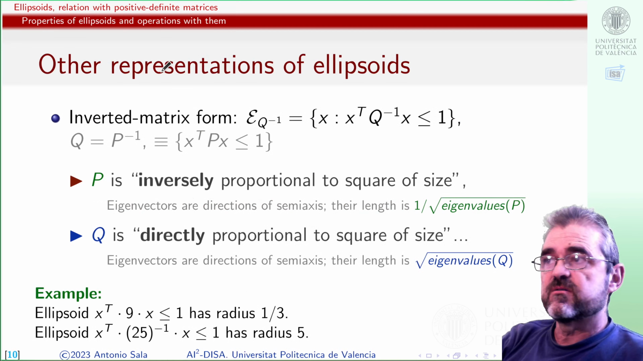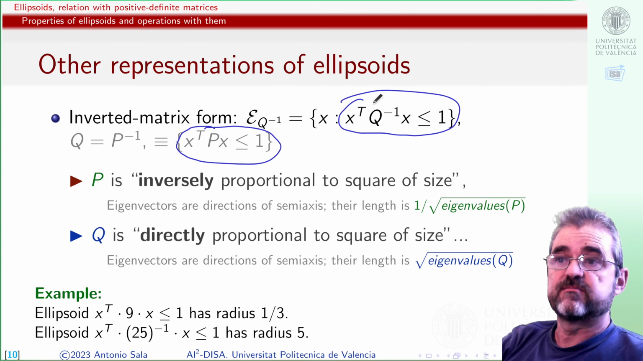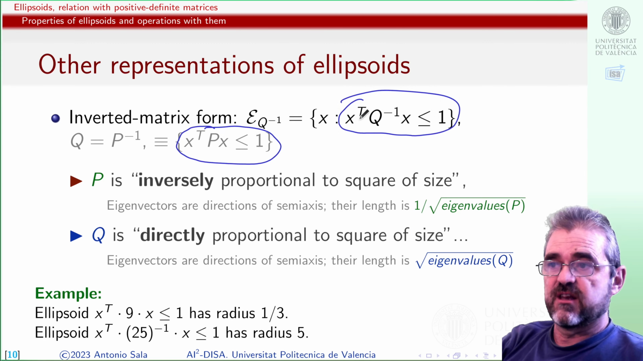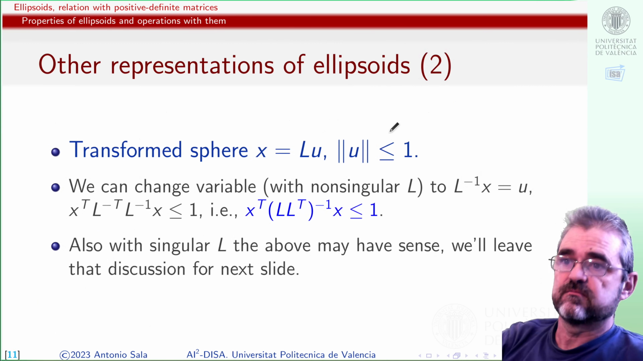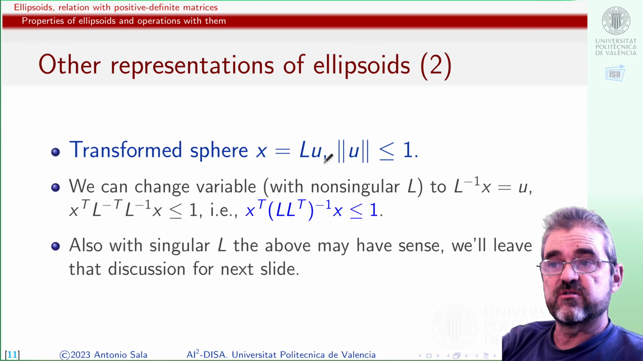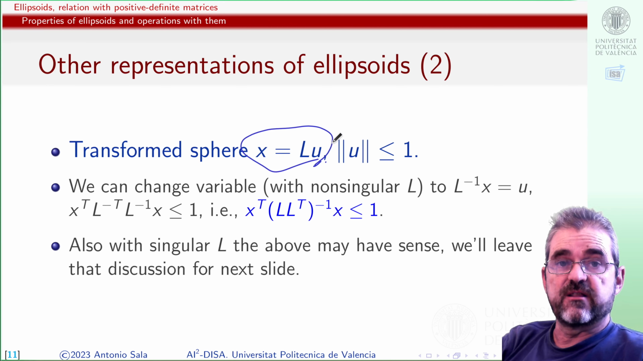In a previous video, we said that we could express an ellipsoid in a direct, non-inverted form, x transposed P x less than 1, or in an inverted form, x transposed Q minus 1 x less than 1. So if the ellipsoid is not degenerate and P is invertible, it's kind of equivalent. We also said that we may think of an ellipsoid as a transformation of a unit sphere via the matrix L. If L is diagonal, we have an axis-aligned ellipsoid, and if L is not diagonal, then we have something else.